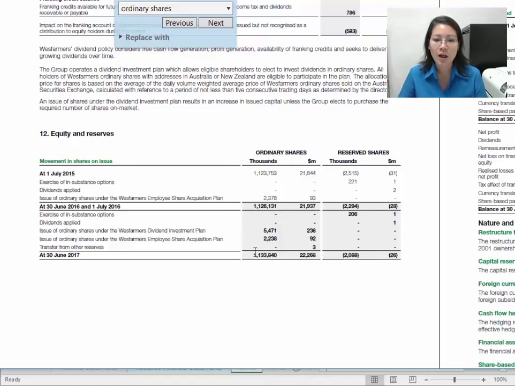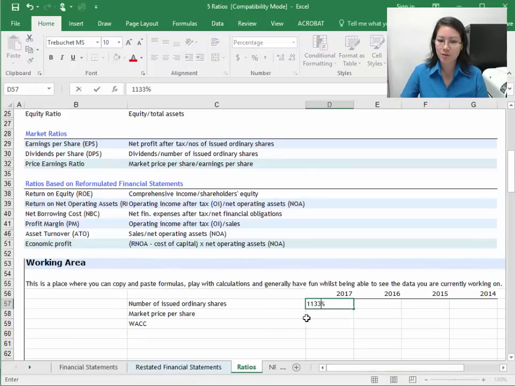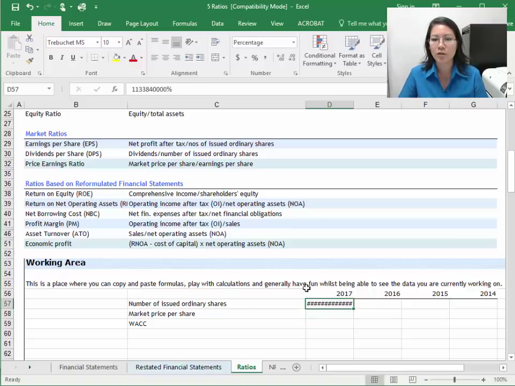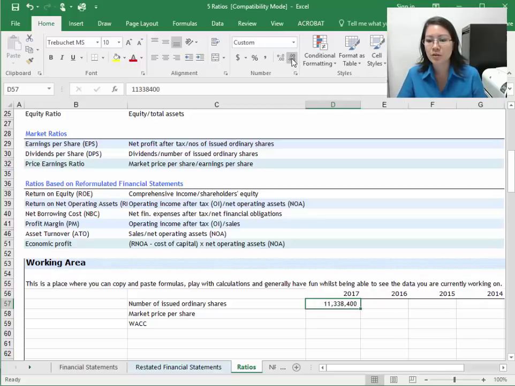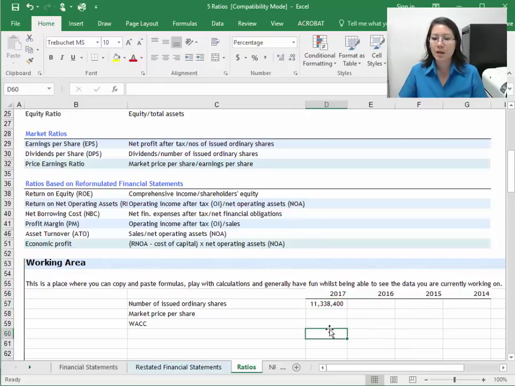1,000 is 3 zeros. So as at 30th June, I'm going to type in 1133840000 into my financials. That's my number. Make sure that I convert it to a number. And the reason there's little hashes means my column width is not wide enough to fit that all in. So I can just double click here to make it wide enough, or I can just remove the decimal points and then double click that again. Okay, so that's my number of ordinary shares.